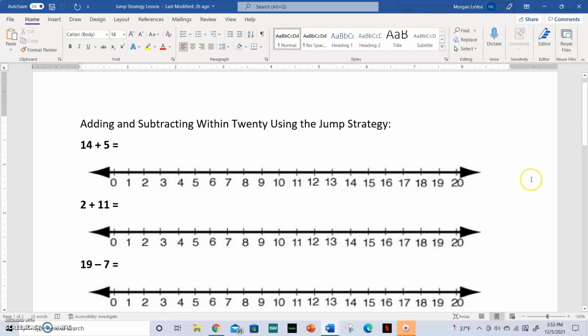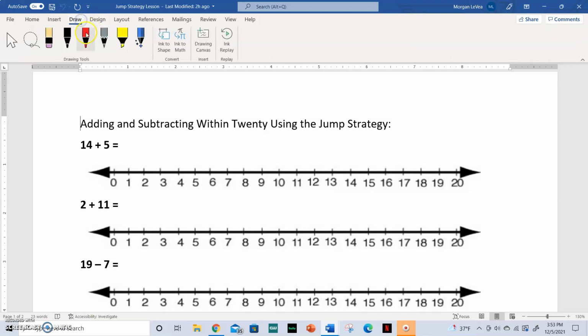Now yesterday we started talking about using a number line for adding and subtracting, but we were only using groups of 10. Today we're going to use ones and tens. If I use my draw tool, our tens are going to look like that, and this is going to be our ones. So those are our place value cubes. We do not have to use any hundreds today because we're only going up to 20.